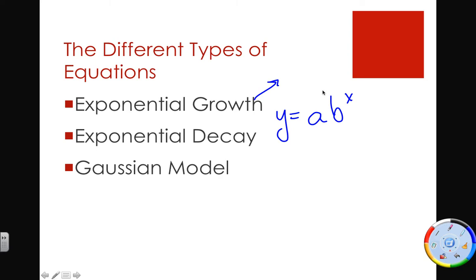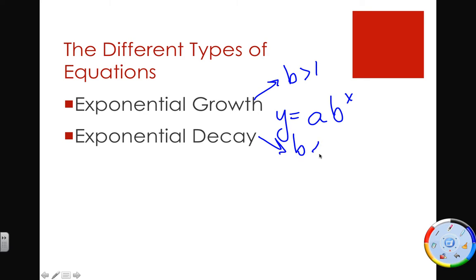All right, let's try that again. Exponential growth is when b is bigger than 1, and decay is when b is less than 1 but bigger than 0. We don't like any negatives. All right, so b has to be also bigger than 0.